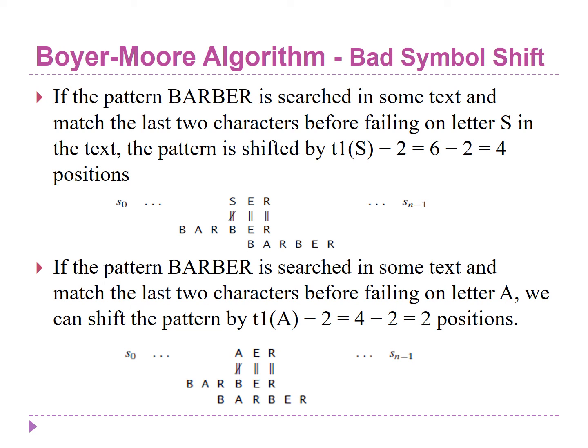If the pattern BARBER is searched in some text and the last two characters match before failing on letter A, we can shift the pattern by t1 of A minus 2, which equals 4 minus 2, that equals 2 positions, and this 2 is the bad symbol shift.